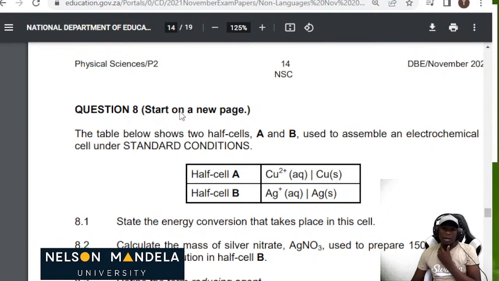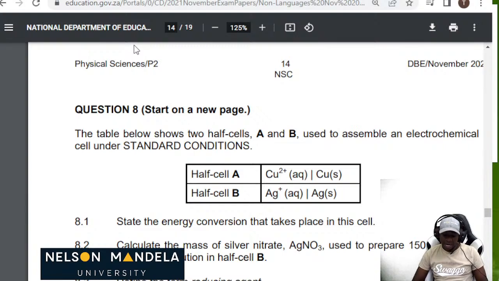So the table below shows two half cells, A and B, used to assemble an electrochemical cell under standard conditions. Just remember, when we're talking about standard conditions, we say that the EMF of hydrogen under standard conditions is equivalent to 0. We also say that the pressure under standard conditions is 101,325 kPa, which is kilopascals. Then also we must know that we have an inert electrode, which is platinum.